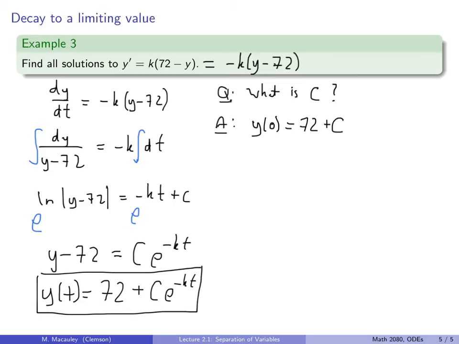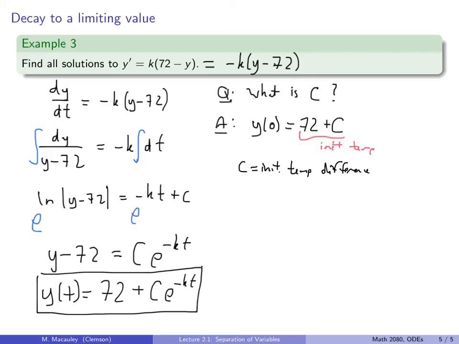So what is C? C is the initial difference in temperature from the ambient temperature, 72. So it's like the, I don't want to use variance, that's a statistics word. It's the difference. So C is the initial temp difference.